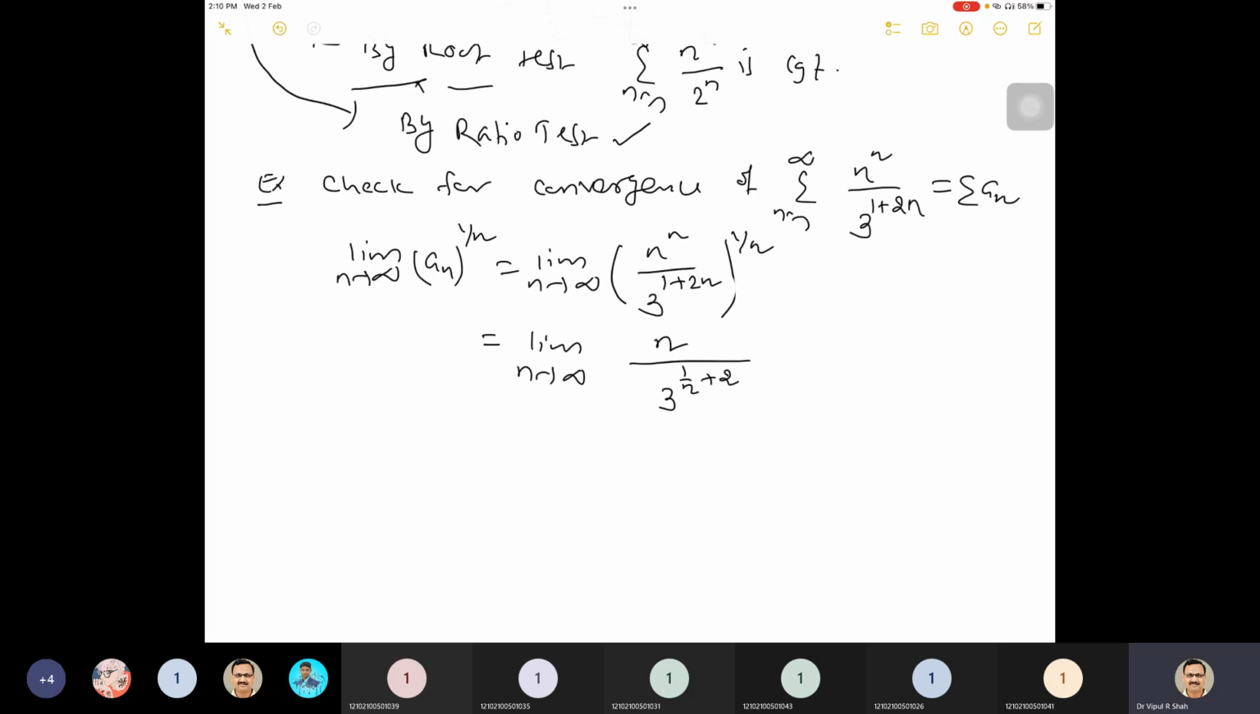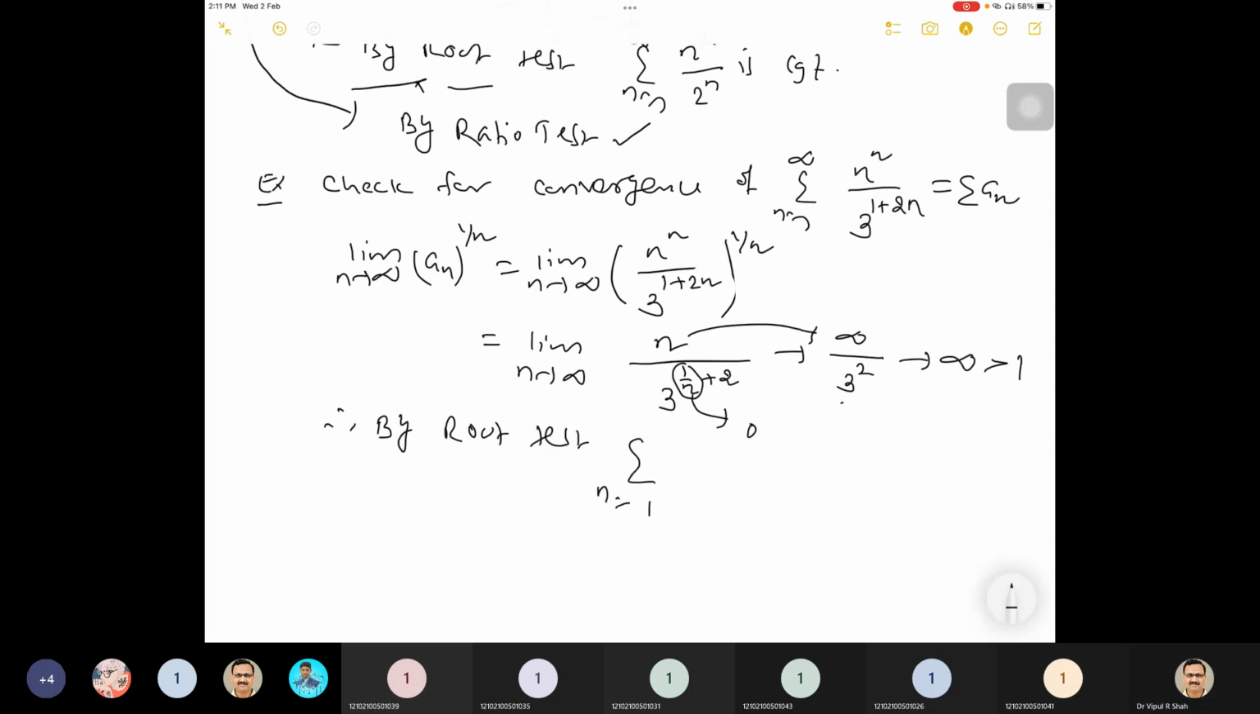Now, what is the limit now? This limit is infinity upon 3 square. As n tends to infinity, the numerator tends to infinity, and 1 by n tends to 0, so 3 power (0 plus 2). You understand? So this is infinity, which is greater than 1. And therefore, by the root test, the series n equal to 1 to infinity, n power n upon 3 power (1 plus 2n) is divergent. You understand?